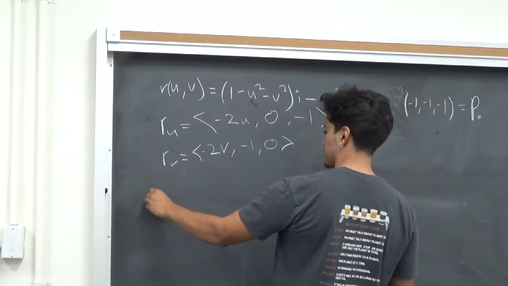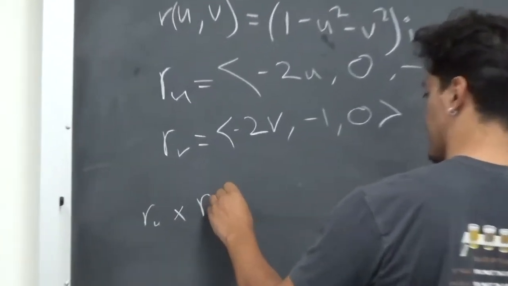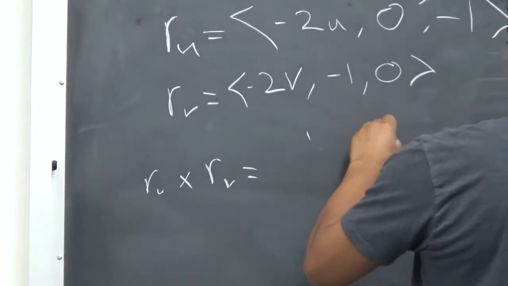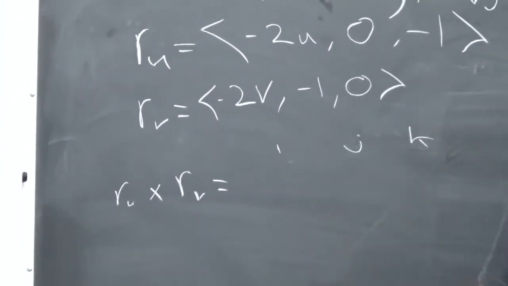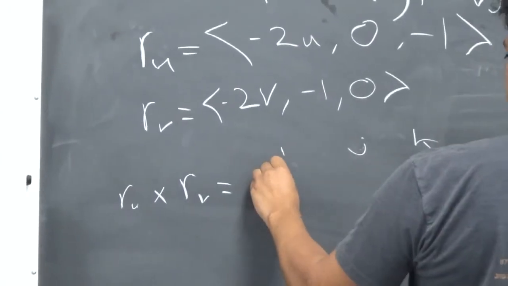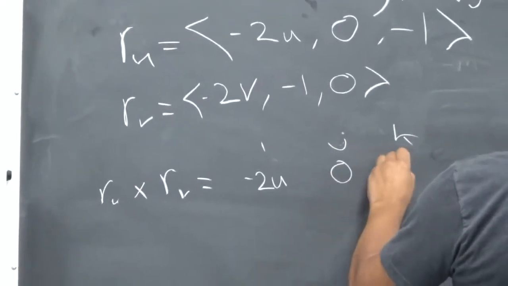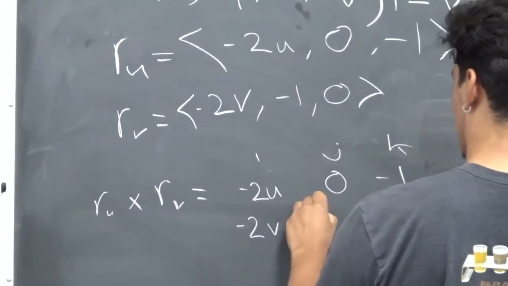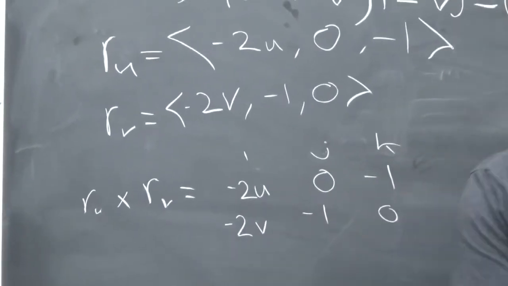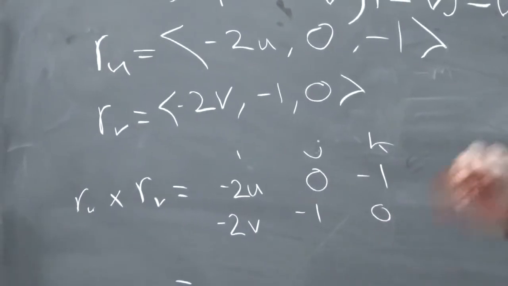So it's going to look like something like this. And if you have to, you can write it out like this: i, j, k, and then we're going to put -2u, 0, -1, and then -2v, -1, 0. And then we'll bring it down here. And so how you do this is we're going to cross off.